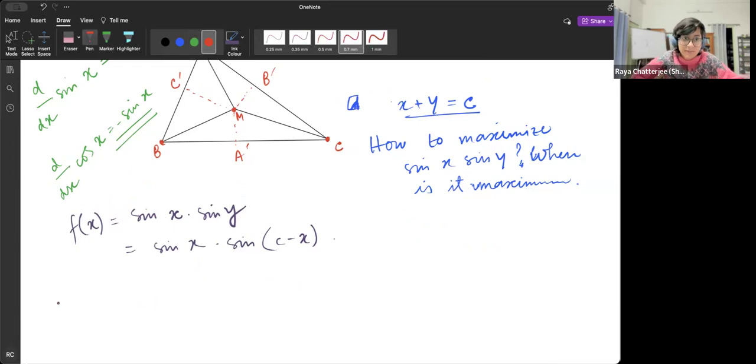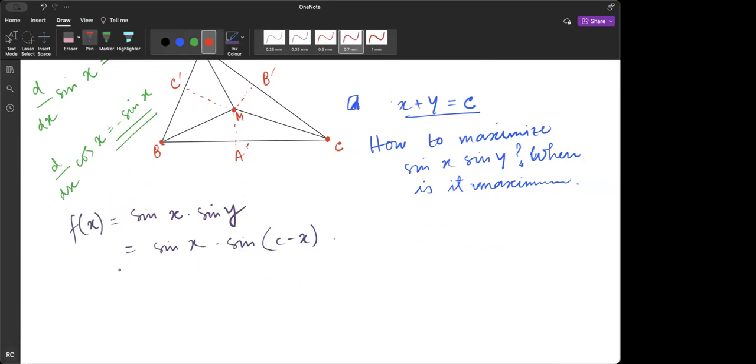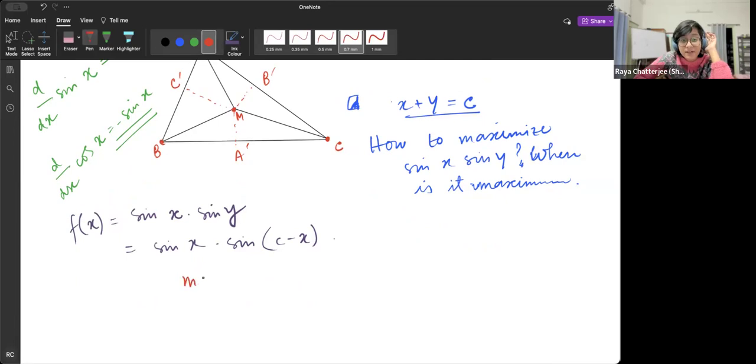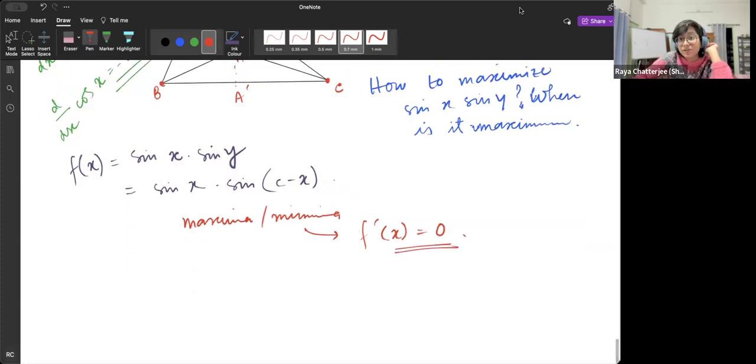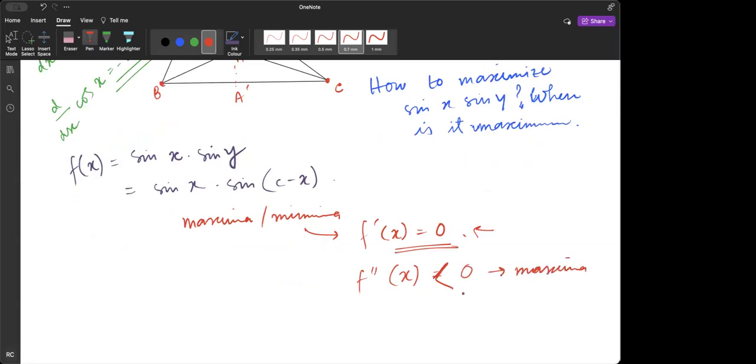Could you repeat it? Okay, the maxima or minima of a function is attained when f dashed x equals 0, that is, the first order derivative of that function. When we equate it to 0, the maxima or minima is attained. And how do we know whether it is a maxima or minima? For that, we calculate the double derivative, and if it is less than 0, then it is the maxima. Okay, I haven't heard this yet.